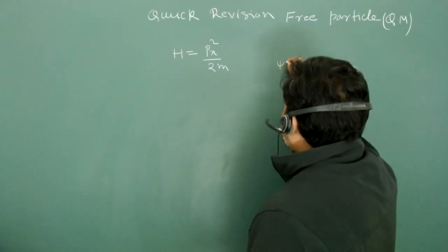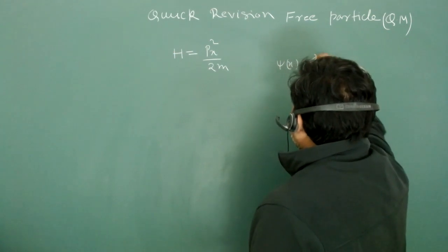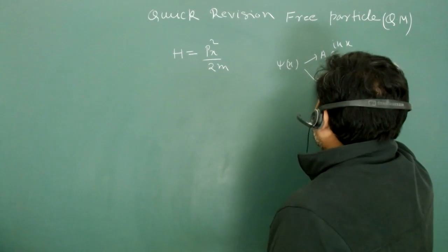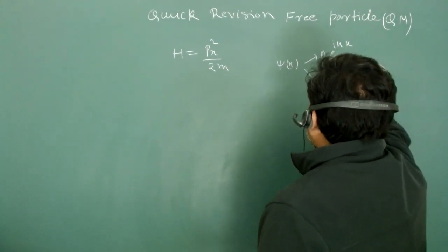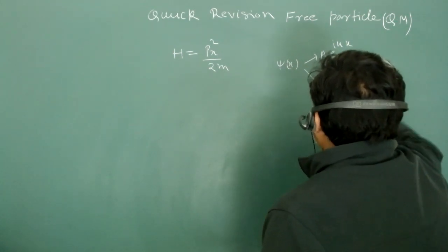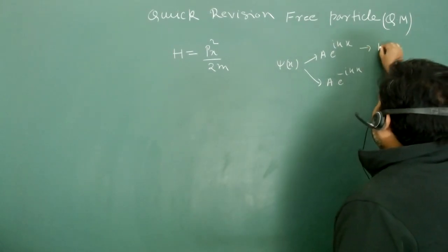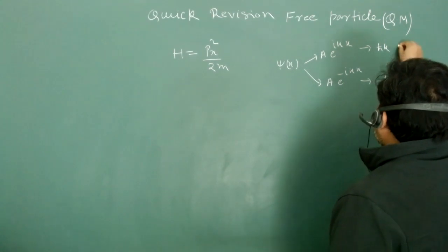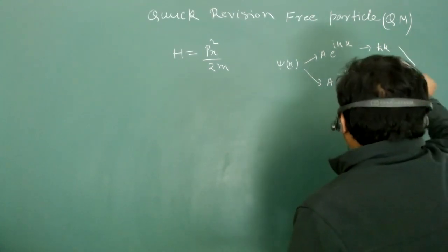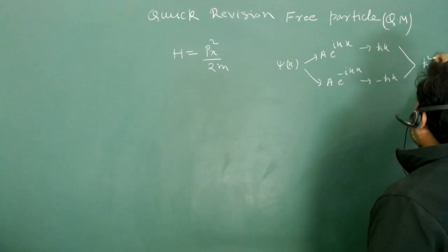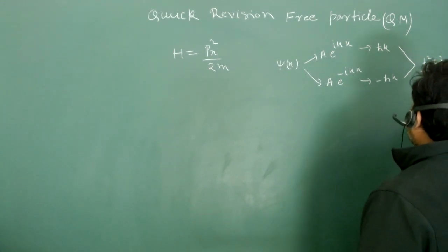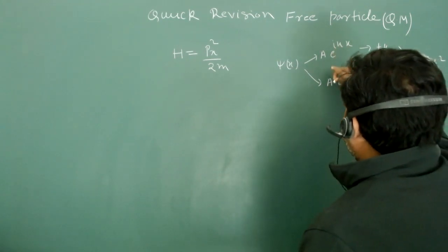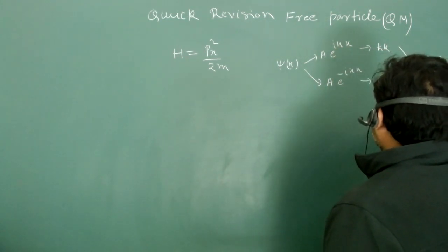The wave function is basically A e to the power ikx, and another possible wave function is e to the power minus ikx. This wave function has momentum h cut k, and this one has momentum minus h cut k, but these two have the same value of energy, that is h cut square k square upon 2m. So the same value of energy has two different eigenfunctions. That means they are doubly degenerate.